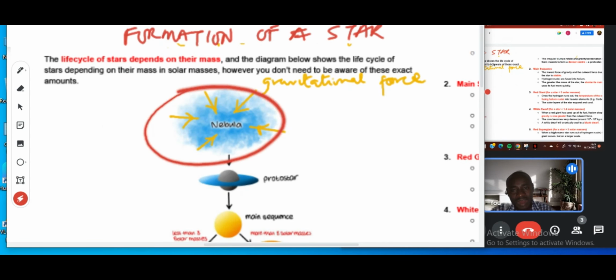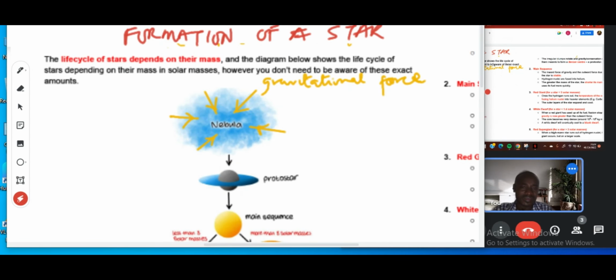Starting with the nebula, what did I say the nebula is? Dust particles. Now, the dust particles are pulled together by a force of gravity, the gravitational force crushing them towards the center. As that happens, there's so much pressure and heat at the center, the core. Right?